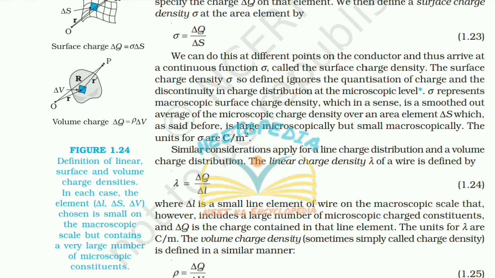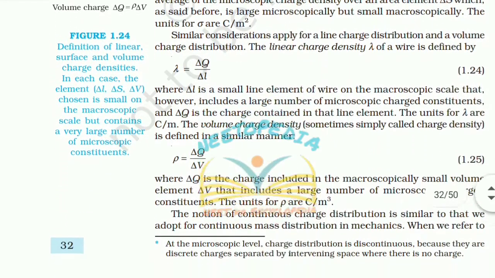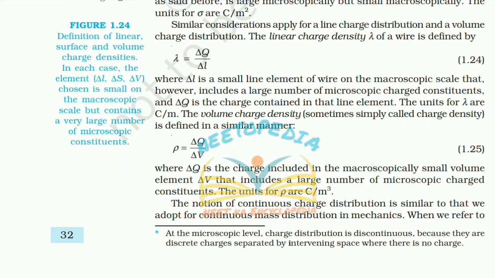Similar considerations apply to the line charge distribution and the volume charge distribution. The linear charge density lambda of a wire is given by lambda is equal to delta Q upon delta L, where delta L is a small line element on the wire on the macroscopic scale that however includes a large number of microscopic charged constituents, and delta Q is the charge contained in that line element. The units for lambda are coulomb per meter.